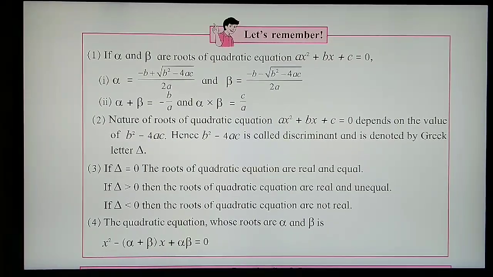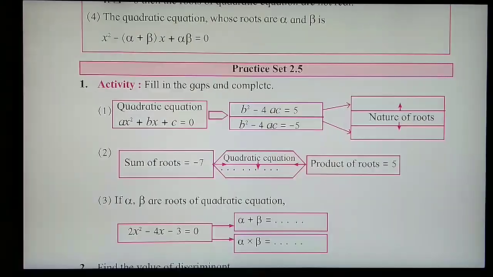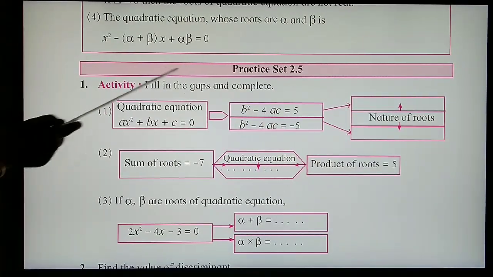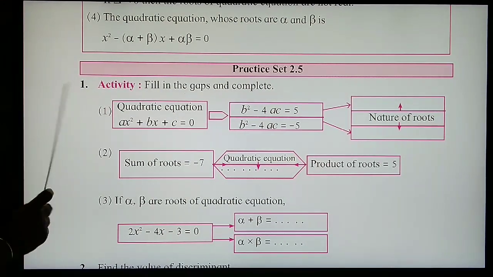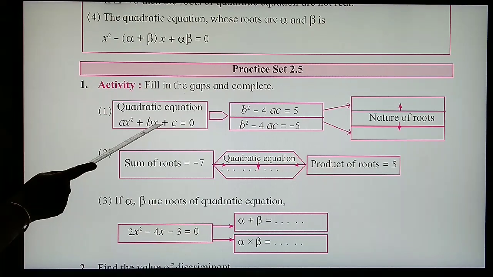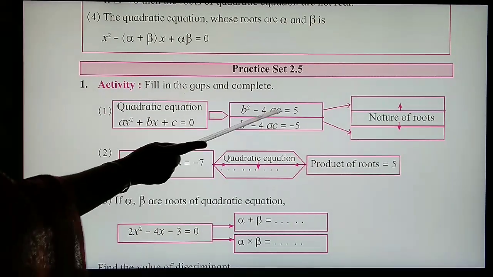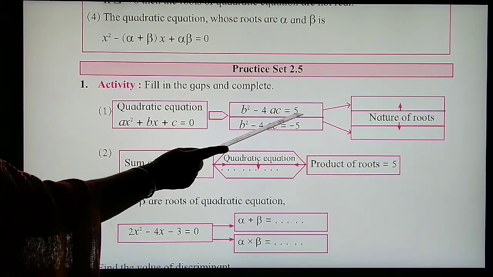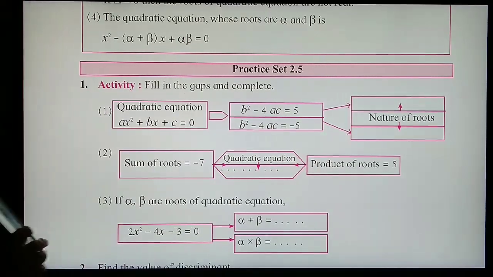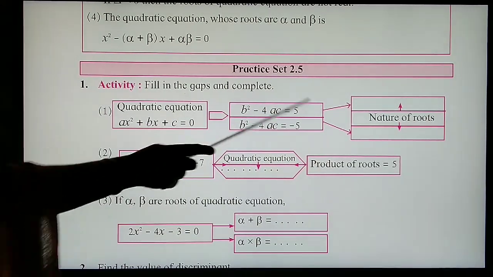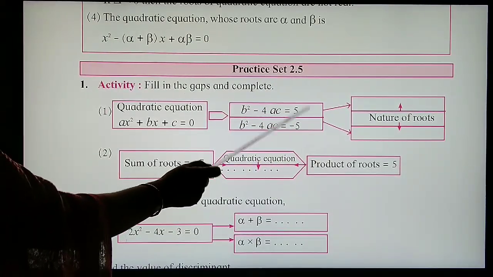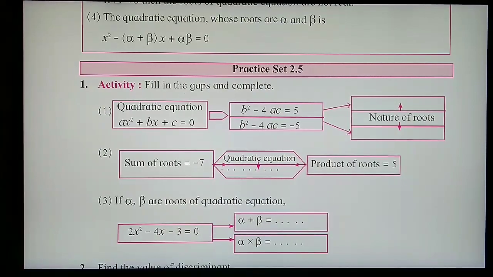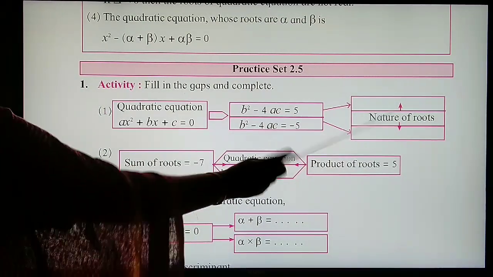Now we see practice set 2.5, the first question, an activity. Fill in the gaps and complete. See the quadratic equation ax square plus bx plus c equal to 0. The value of the discriminant b square minus 4ac is equal to 5. So this is 5, greater than 0, so the roots are real and unequal. And b square minus 4ac is equal to minus 5, so this is less than 0, so the roots are not real.